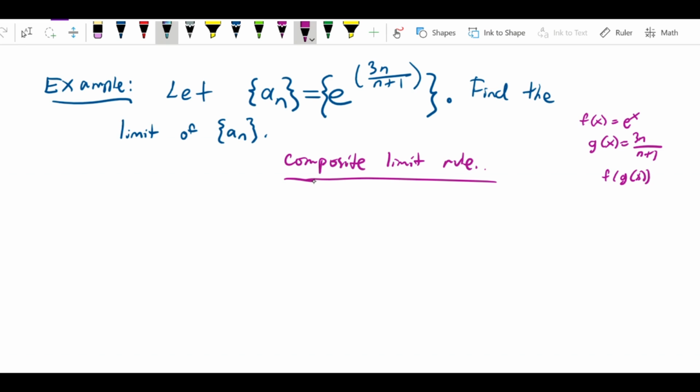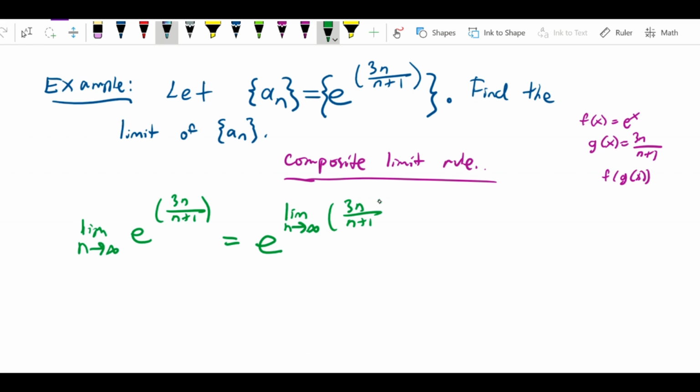Anyway, I just want to demonstrate what the technically correct way to do this is. What we do is we find the limit as n approaches infinity, because of course that's the only type of limit we care about, of e to the 3n over n plus 1. That equals, we're going to now bring the limit inside the function. So this is going to be e to the limit as n approaches infinity of 3n over n plus 1.